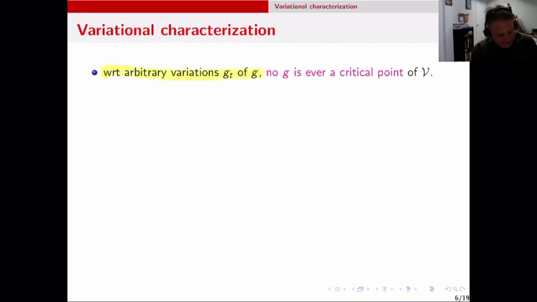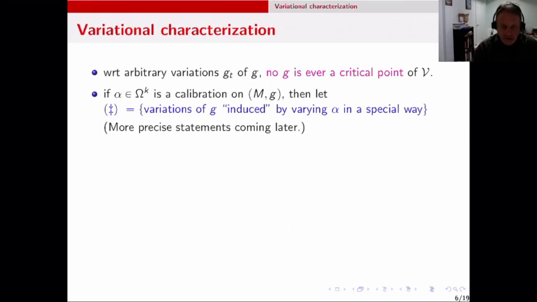So this is what I just said. If we allow arbitrary variations of the metric, then no metric is going to be critical for this functional. It has no critical points. But what we're going to do is the following. We're going to say, suppose our Riemannian manifold has a calibration form on it. Like these examples we saw of the associative, co-associative, Cayley, and Kähler calibrations. Then what we can do is look at a special subclass of variations of the ambient metric upstairs that are induced by varying the calibration form in a special way. So I'm going to say explicitly what I mean in all these 4 cases as we go along.